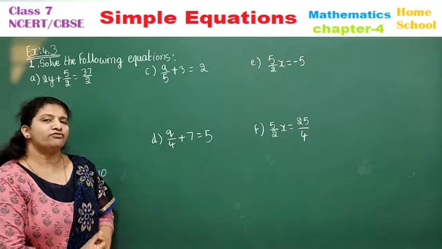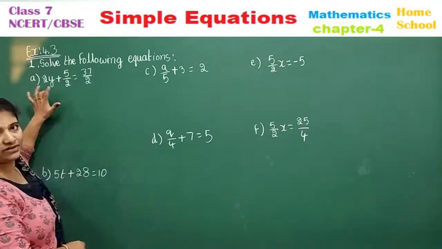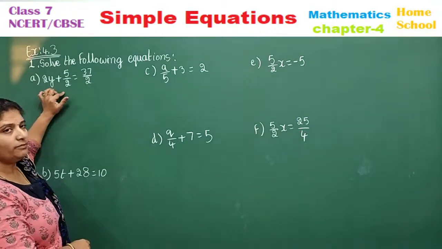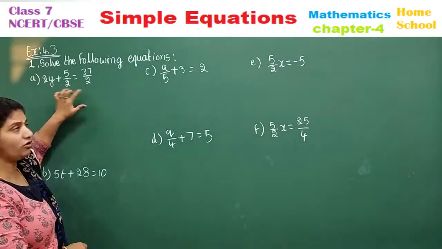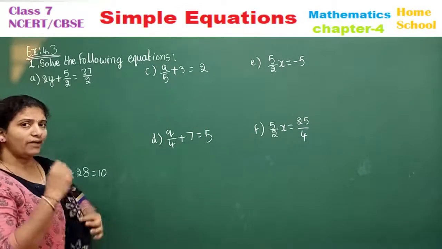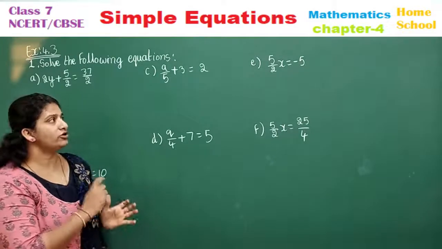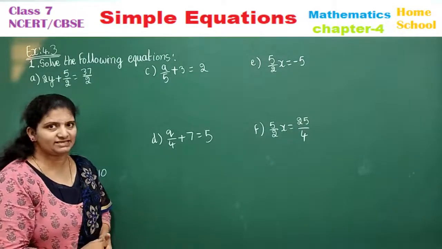See, children, before in the exercises, how have we done it? Other than the variable set, what do you have? Plus 5 by 2. It means you have subtracted 5 by 2 on both sides. Right? Now, I'm going to choose a still easier method. Now, in this exercise, we are going to solve all these equations easily.